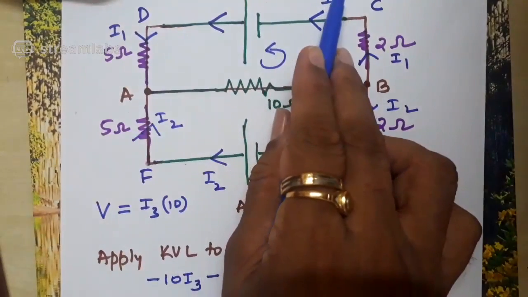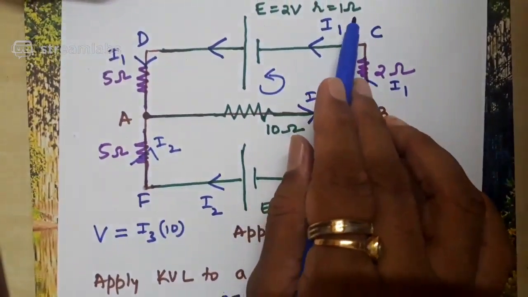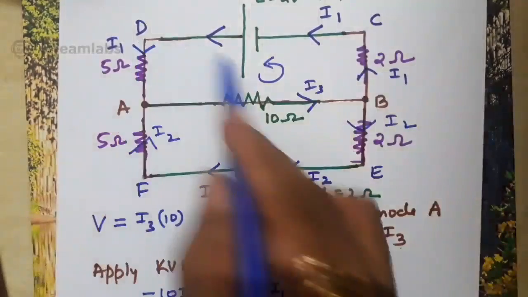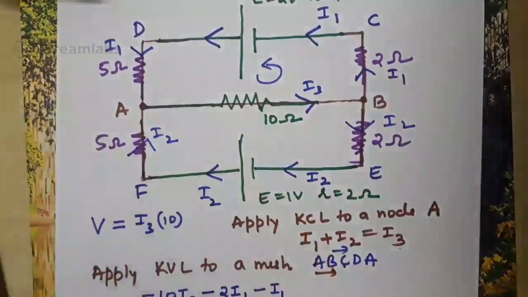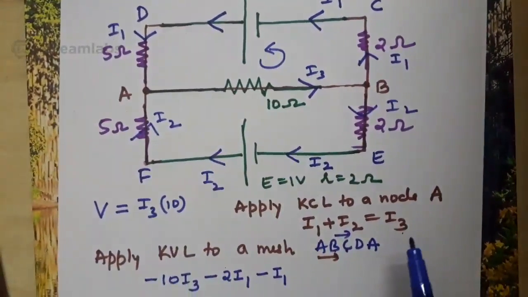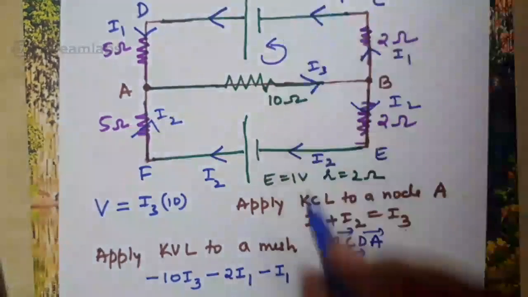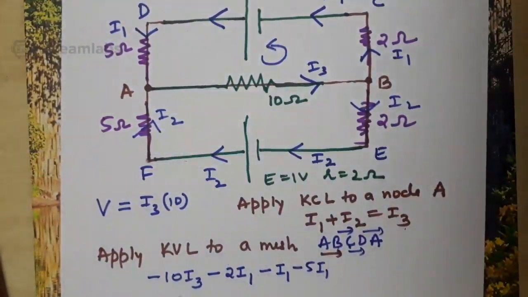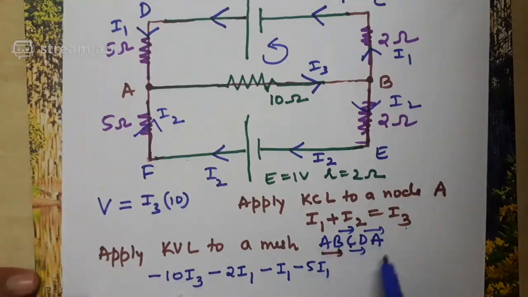Whom you meet? Internal resistance of 1 ohm. Correct? 1 ohm into I1. That is a minus I1. Why minus? Direction of a traverse is C to D. What is the current? I1. So plus 5 I1 or minus 5 I1? Surely minus 5 I1, because direction of a current and direction of a traverse are same. So algebraic sum of product of IR is over.